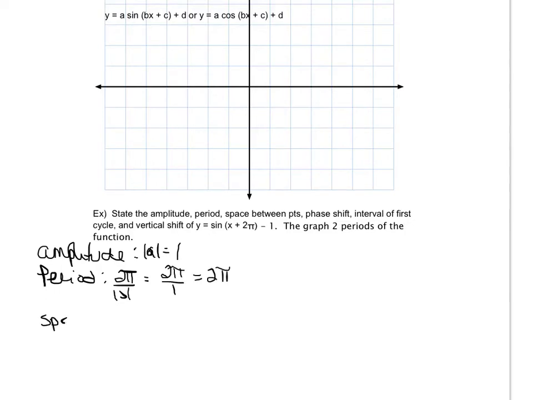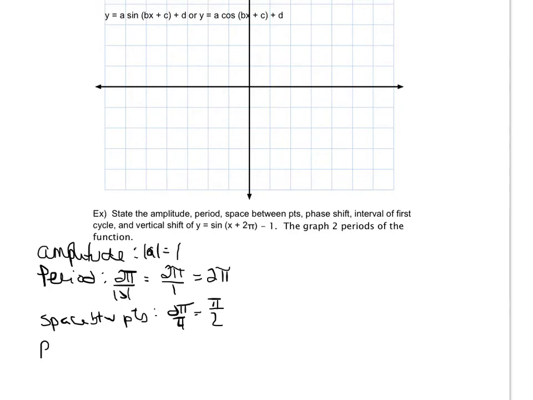My space between points is just my period over 4, so 2 pi over 4 is going to give me pi over 2. That's kind of nice since that's typically the intervals I set up anyway. Then I need to find the interval of my first cycle.